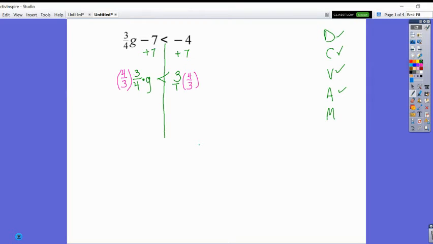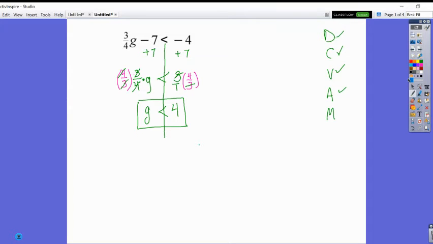Now, how does this benefit us through the rest of our problem? Well, that 3 numerator and 3 denominator both divide out a common factor of 3, and the 4 numerator and 4 denominator can both divide out the common factor of 4. So G is isolated. This is less than, and then look at our work on the right side. 3 numerator and 3 denominator can cancel each other out when they divide out the 3, so we're left with 4 divided by 1, which would be 4. So here's our solution. G is less than 4.